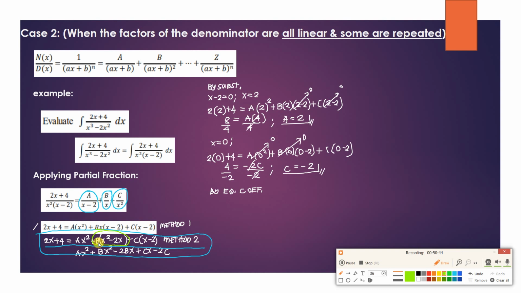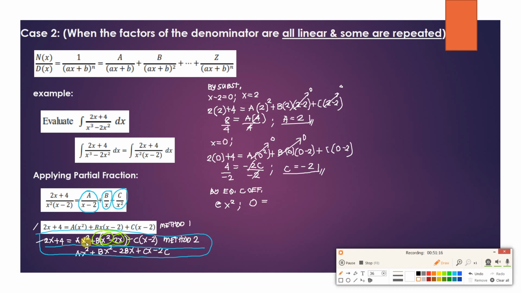Meron tayong B kay x squared at kay x. So, pwede kayong mamili kahit alin diyan. Kung kukunin ko using x squared at x squared, yung 2x plus 4, walang x squared. 0. Okay, we are already in equating coefficient, ha?